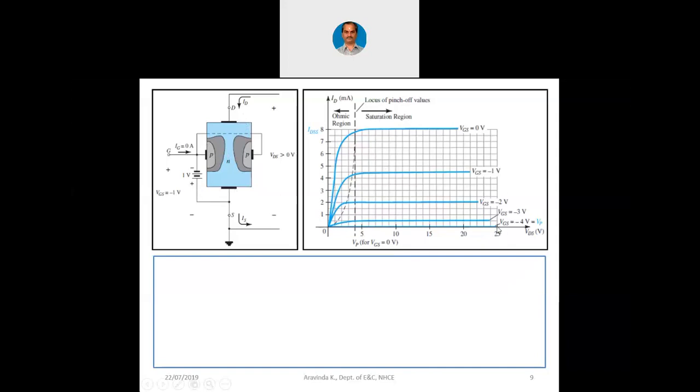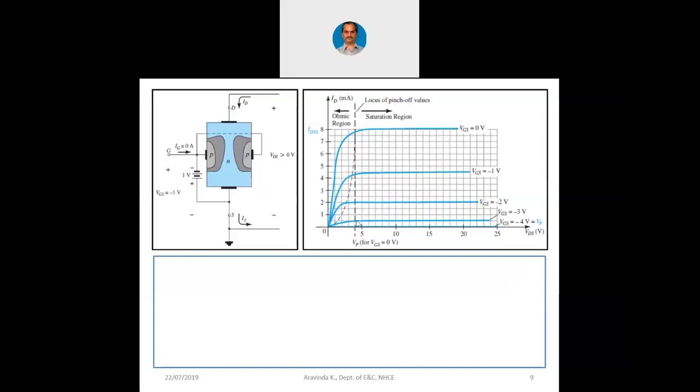Then we can say that whatever was the pinch off here, it was occurring at 4 volts. The same pinch off will occur when VGS is applied as -4 volts. So we can say that pinch off is that voltage at which the transistor may turn into the cutoff region also. Both are synonymous that way. Which means if you don't apply a gate voltage, let us say if you apply a gate voltage which is 0, then pinch off occurs at a particular voltage.